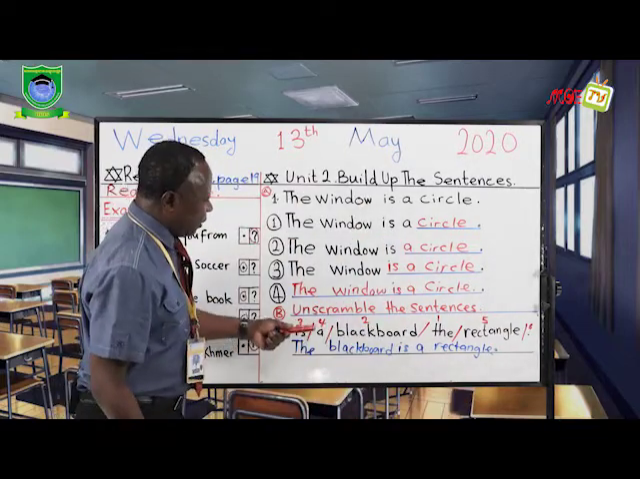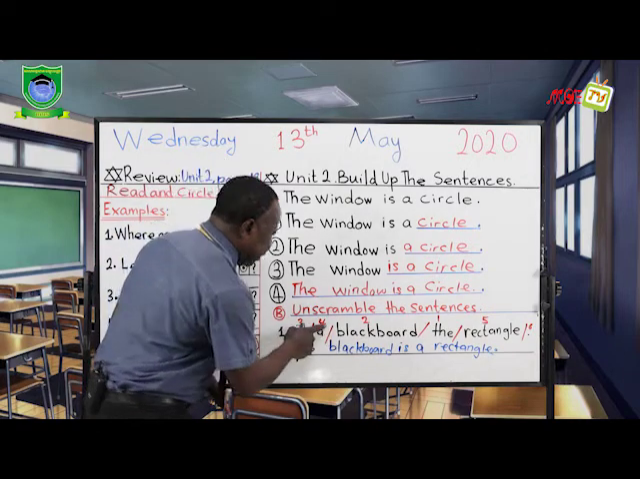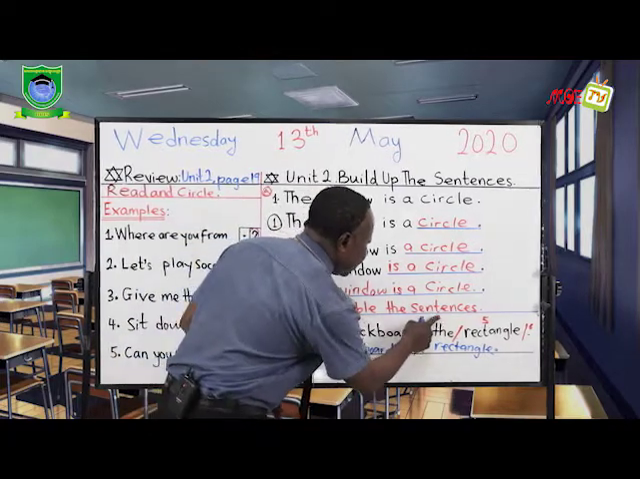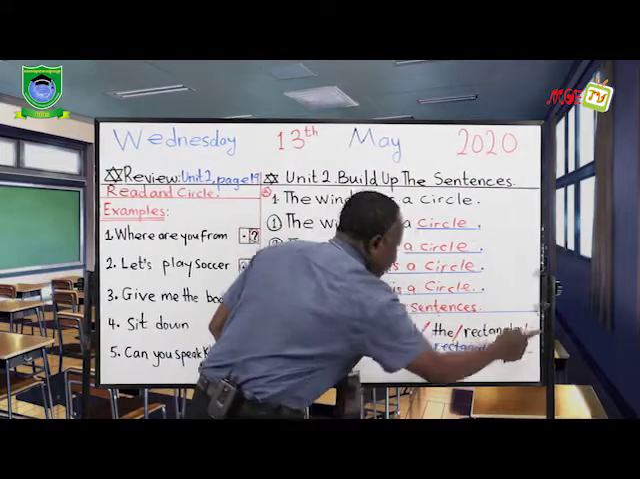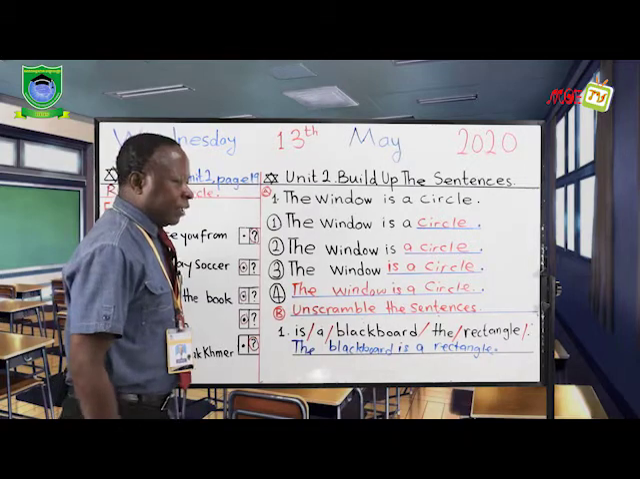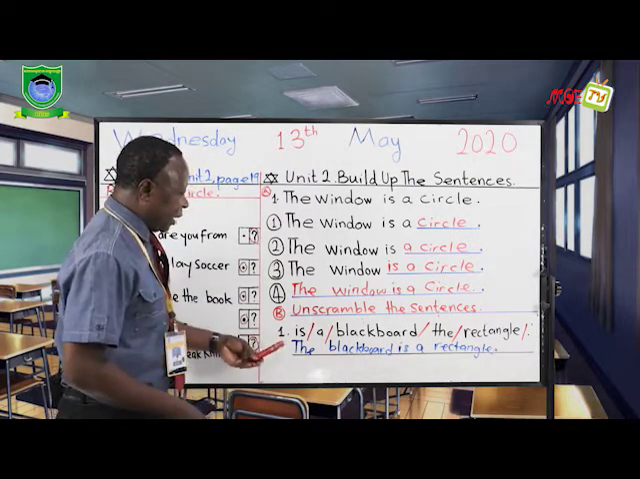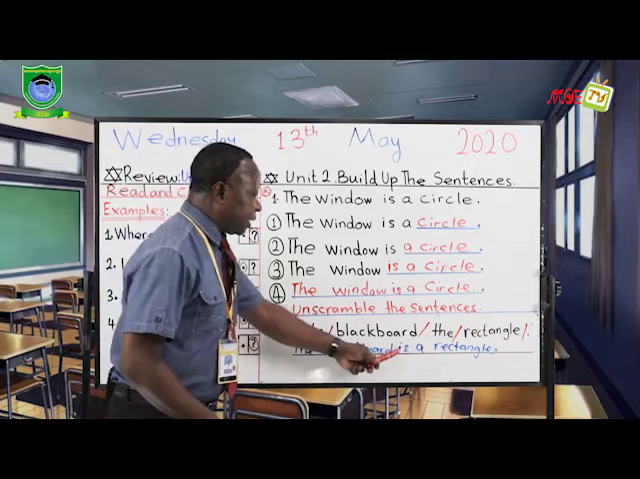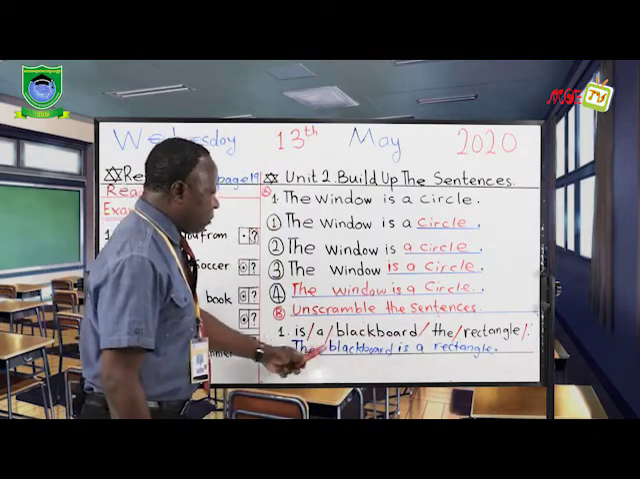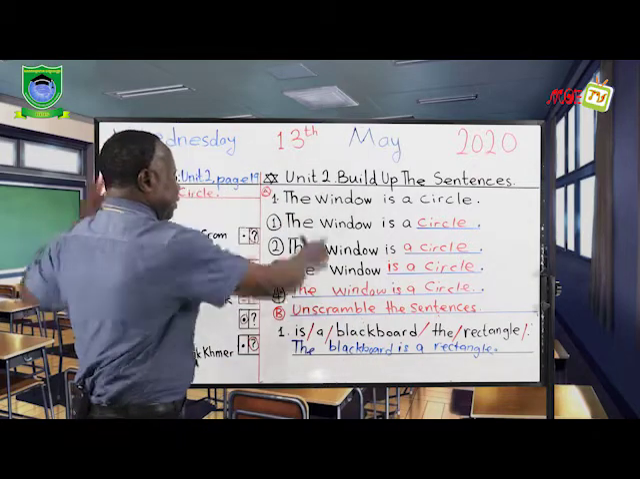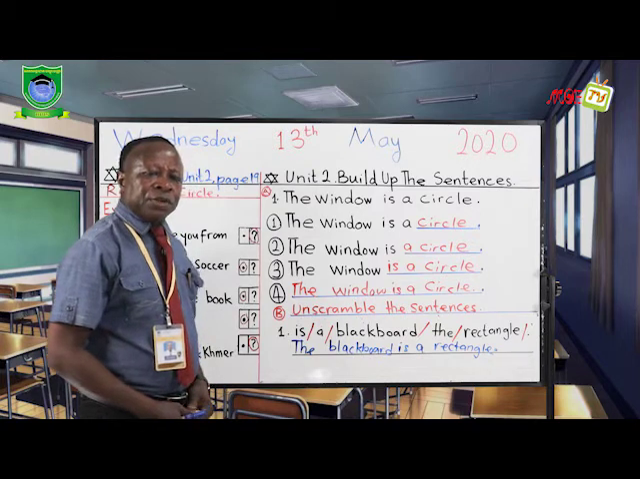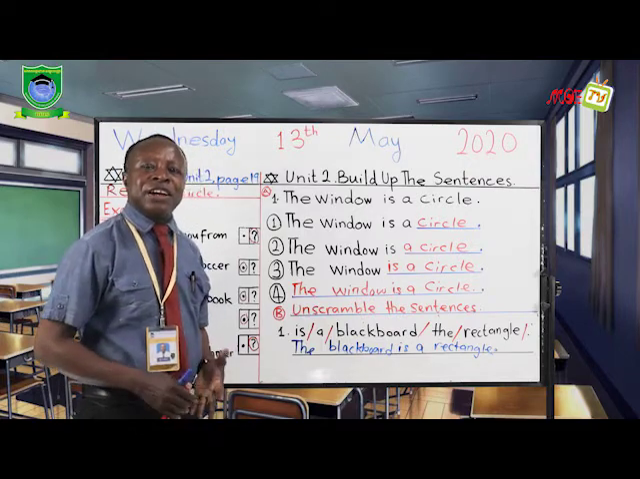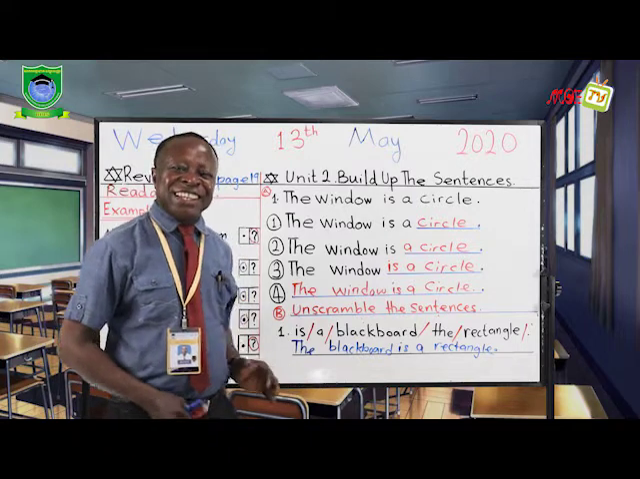Then you can use a pencil and erase the numbers again to make your work clean. Use an eraser and erase it. So this is how. The whole class, read it with me together. The blackboard is a rectangle. Again. The blackboard is a rectangle. So, do you have any question? If no question, this is the end of the class, the e-learning class.